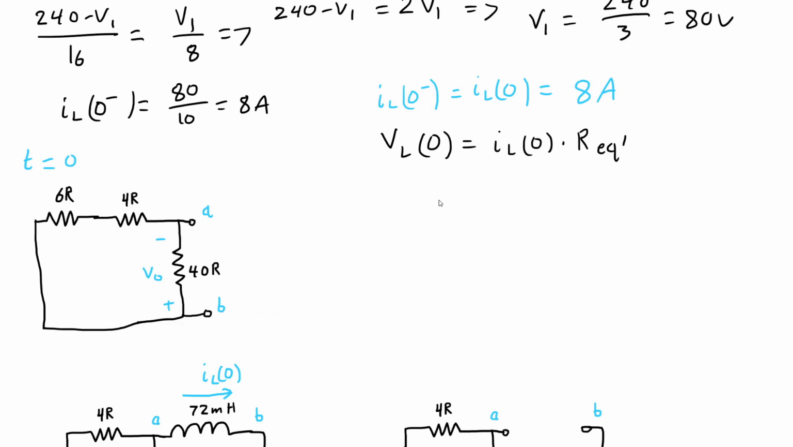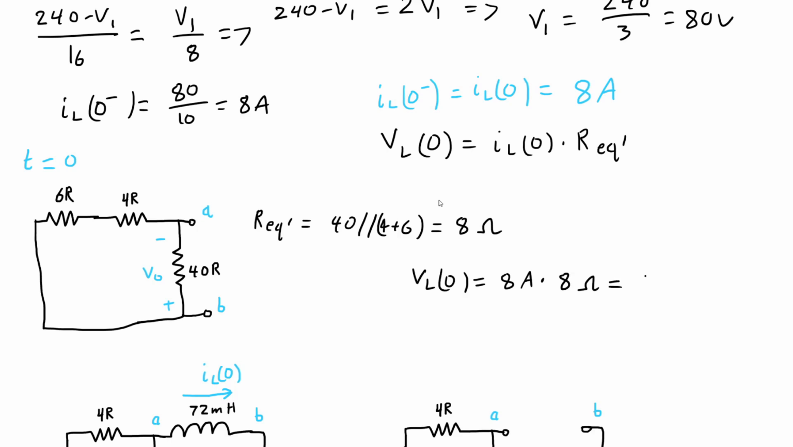I hope it's not too confusing, but once again, REQ prime is going to be 40 in parallel with 4 plus 6, which is 10. So that's 40 in parallel with 10, which we already calculated before, is 8. So that means that VL0 is IL0, which is 8 amps, times 8 ohms, or 64 volts.